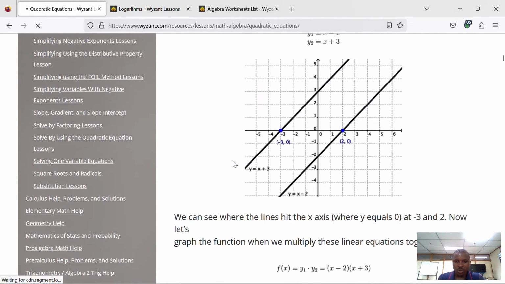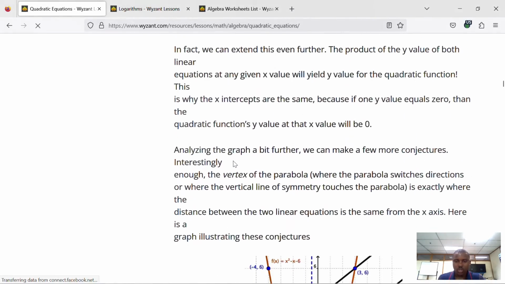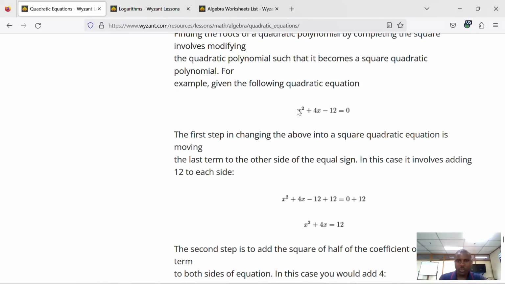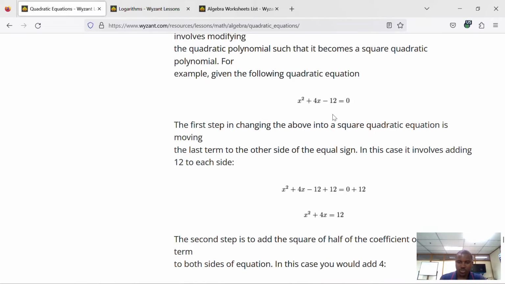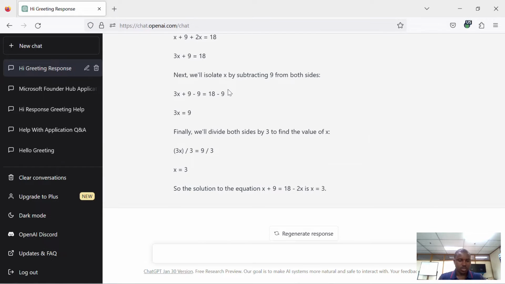Unfortunately, on quadratic equations here, they were putting pictures, so I cannot copy and paste. x squared plus 4x minus 12 is equal to 0. We want to solve this one. So let me just ask it, can you solve this equation for me?